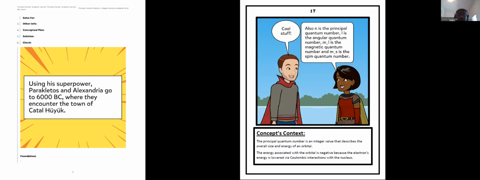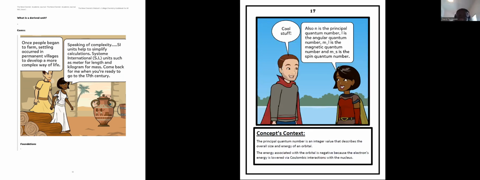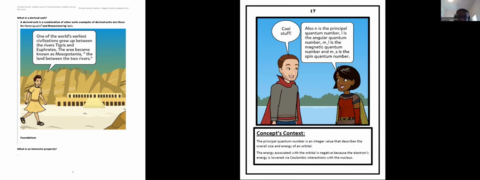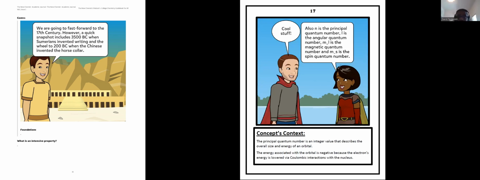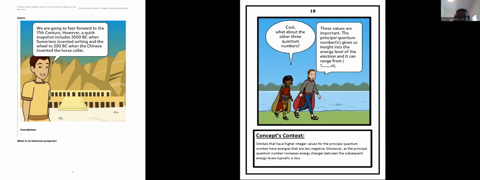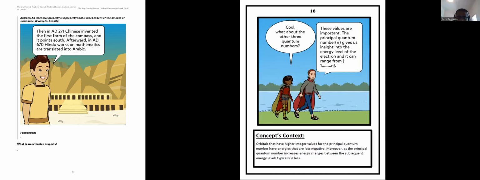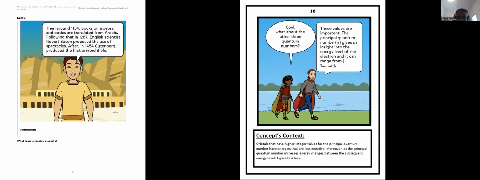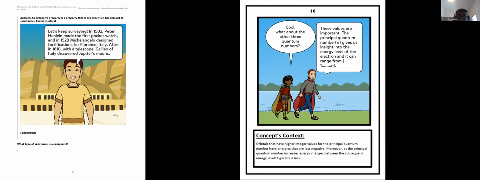The principal quantum number is an integer value that describes the overall size and energy of an orbital. The energy associated with the orbital is negative because the electron's energy is lowered via Coulombic interactions with the nucleus. Orbitals that have higher integer values for the principal quantum number have energies that are less negative. Moreover, as the principal quantum number increases, energy changes between subsequent energy levels typically get smaller.